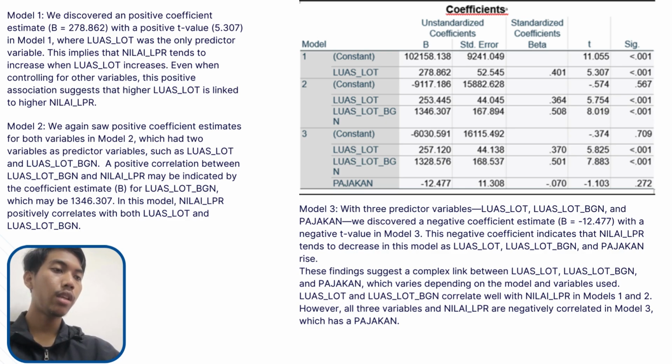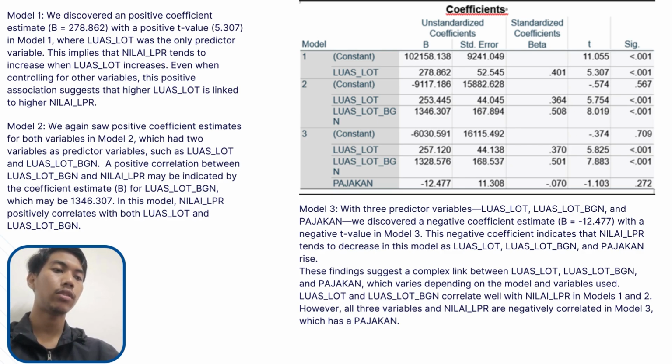For model 3 with three predicted variables, which are luas lot, luas lot bangunan, and pajakan, we discovered a negative coefficient estimate B of negative 12.477 with a negative t value. This negative coefficient indicates that nilai LPR tends to decrease in this model as luas lot bangunan and pajakan rise. This finding suggests a complex link between luas lot bangunan and pajakan, which varies depending on the model and variables used.